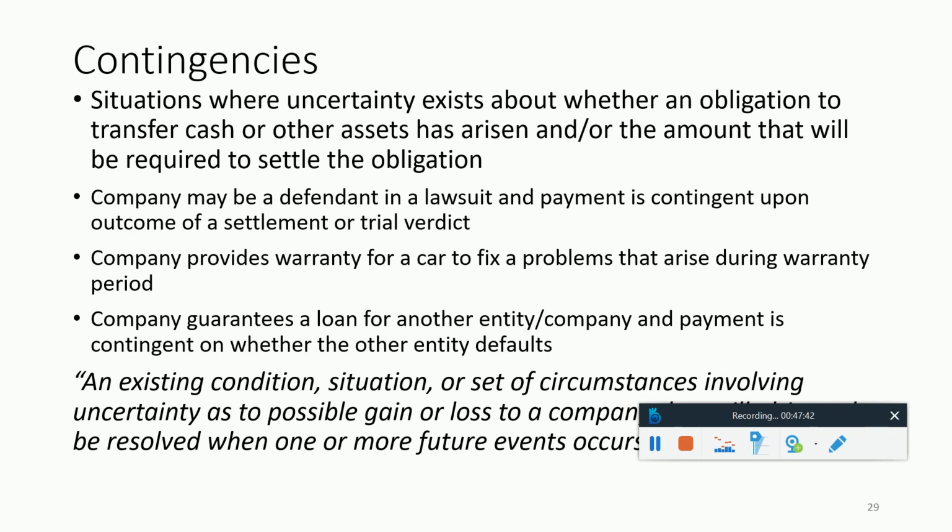Some examples of contingencies would be that the company's been sued and there's an outstanding lawsuit, and we don't know what's going to happen because we don't know whether we're going to be found guilty or not, and if we're found guilty, ultimately how much we're going to have to pay. There are also examples like warranties, where you buy a car and the car manufacturer gives you a warranty that they'll fix any problems that arise in the next 5 years. Well, you may or may not have a problem, and that problem may or may not cost a lot of money to fix.